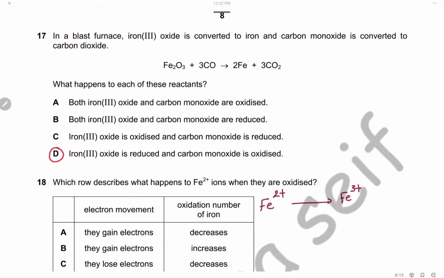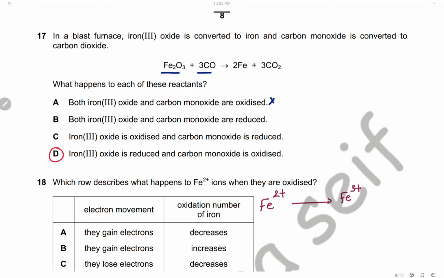Question 17. In the blast furnace, iron 3 oxide is converted to iron and carbon monoxide is converted to carbon dioxide. What happened to each of these reactants? The first reactant, iron 3 oxide, and the second, carbon monoxide. Both iron oxide and carbon monoxide are oxidized. This is, of course, wrong.